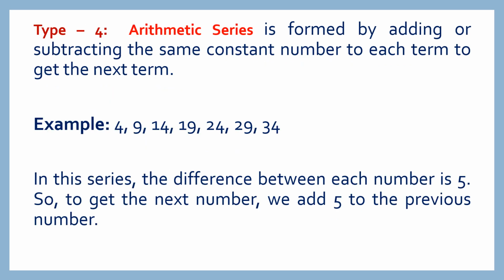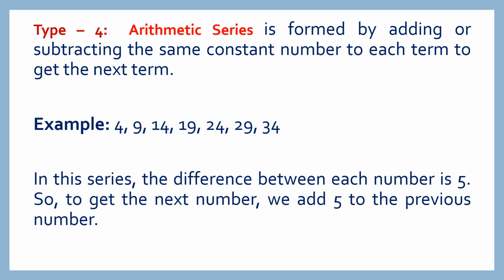Now type 4, another series, the arithmetic series. In the previous one we saw division or multiplication, and arithmetic means addition or subtraction. Again they have given the numbers 4, 9, 14, 19, 24. It's very easy. Arithmetic series are usually very easy to identify, so we do not need to spend more time on that.